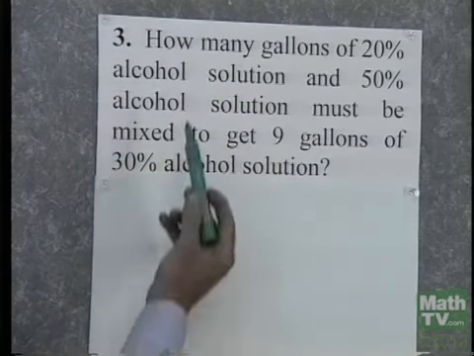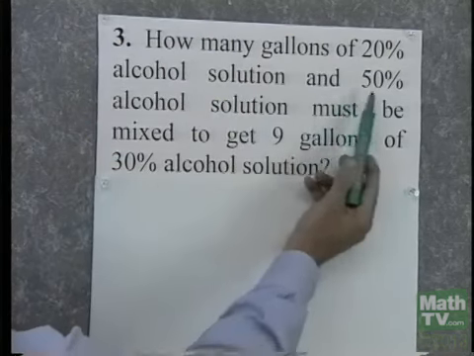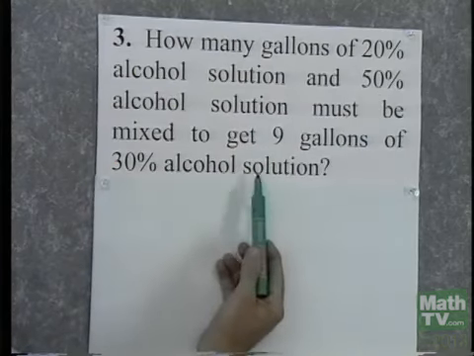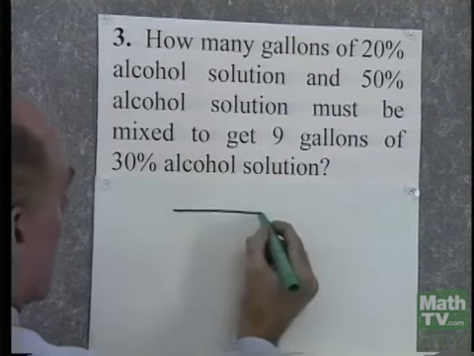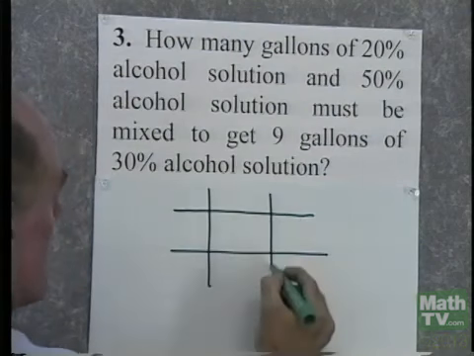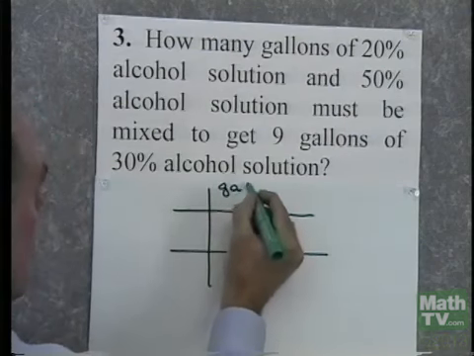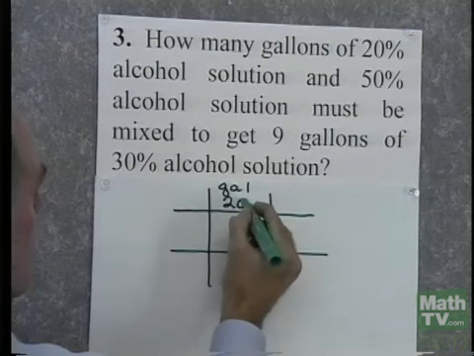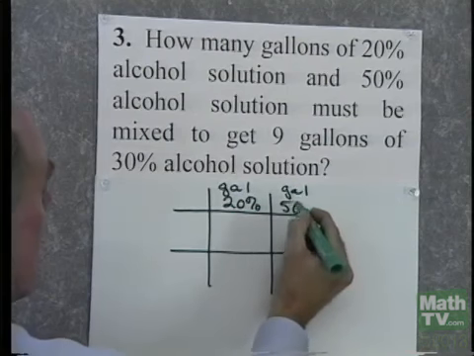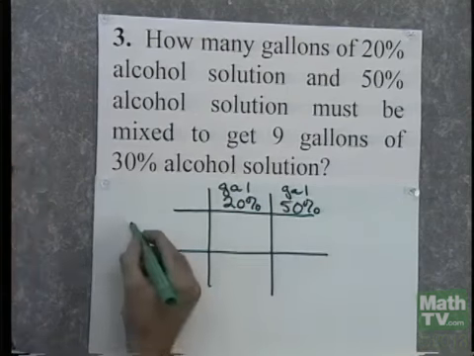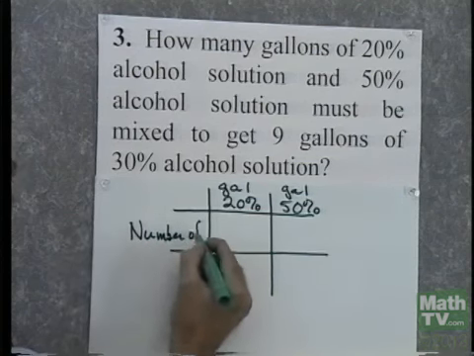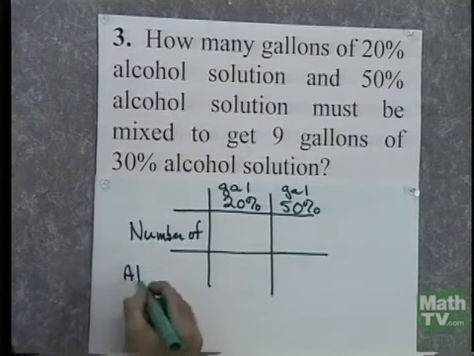So here we have: how many gallons of 20% alcohol solution and 50% alcohol solution must be mixed to get 9 gallons of 30% alcohol solution. I'm going to begin this problem with a little chart also that will help me organize my information. So I'm going to have over here gallons of 20% solution, and over here gallons of 50% solution. Now, along this row I want the number of, and over here I want the alcohol in.